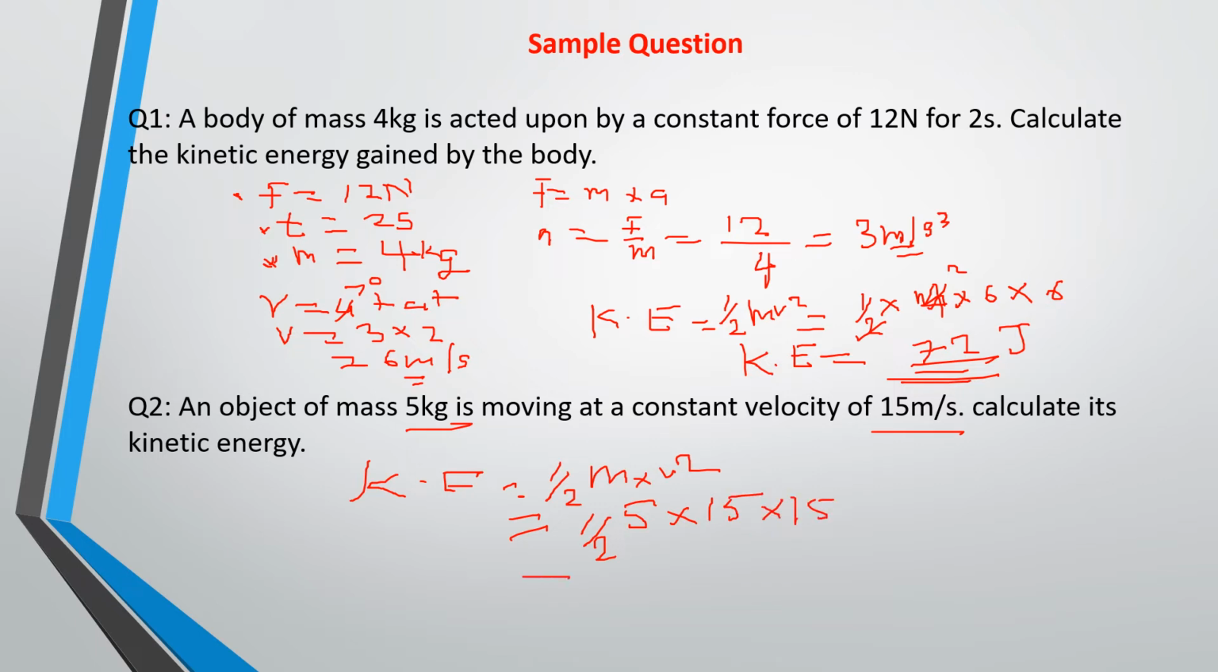Okay, so when you put this out in your calculator, you will have your answer. So that will give you 562.5 joules. Okay, so this one is direct and it is relatively simple. I hope you understand how we are able to solve these problems. So we're going to move now to potential energy.